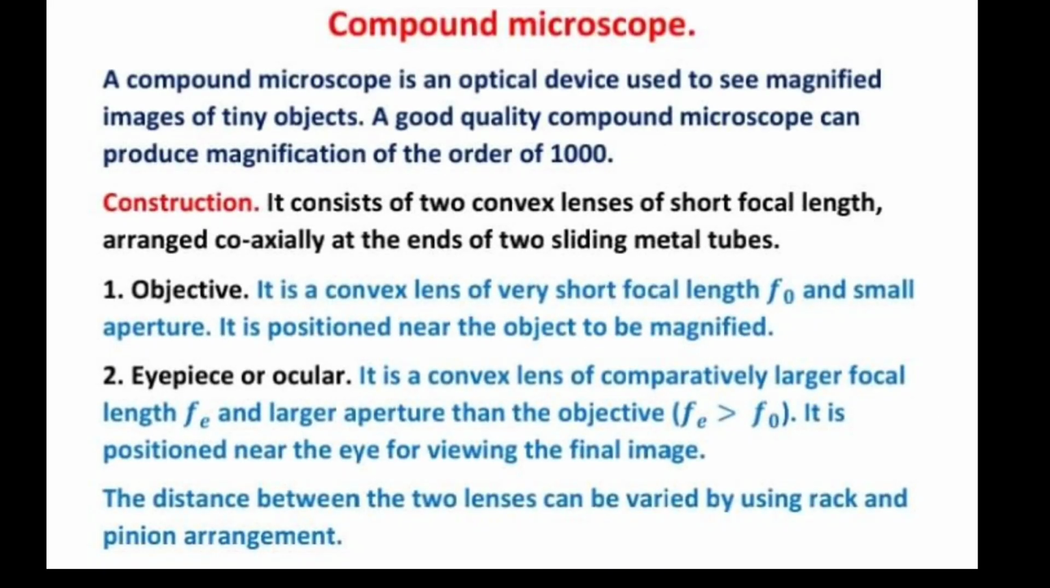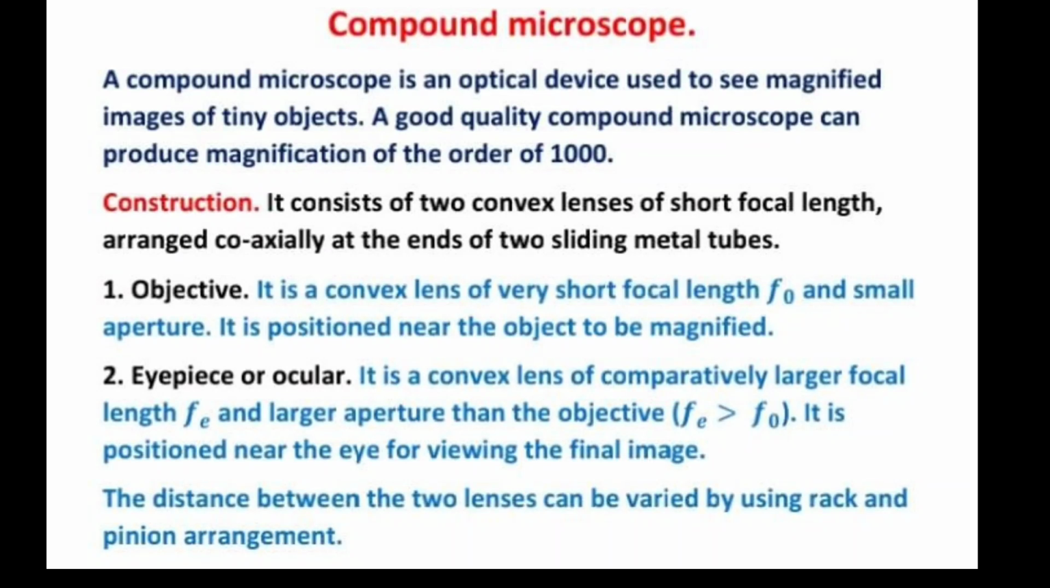Compound microscope is another optical device that is used to see magnified images of tiny objects. But this device is different from our previous optical device, that is, the simple microscope. A good quality compound microscope produces magnification of the order of 1000. How does this differ from the simple microscope? Because in this device we have two convex lenses placed inside it.